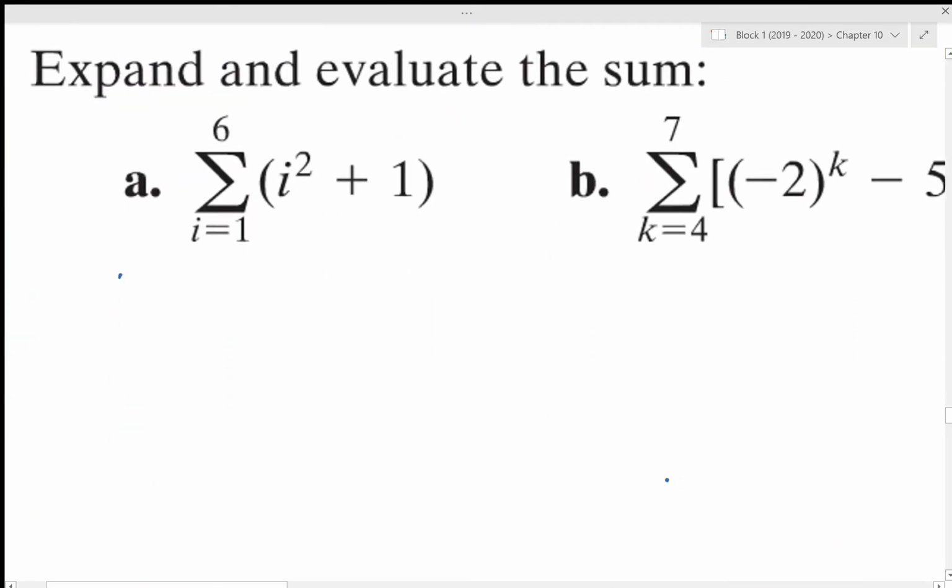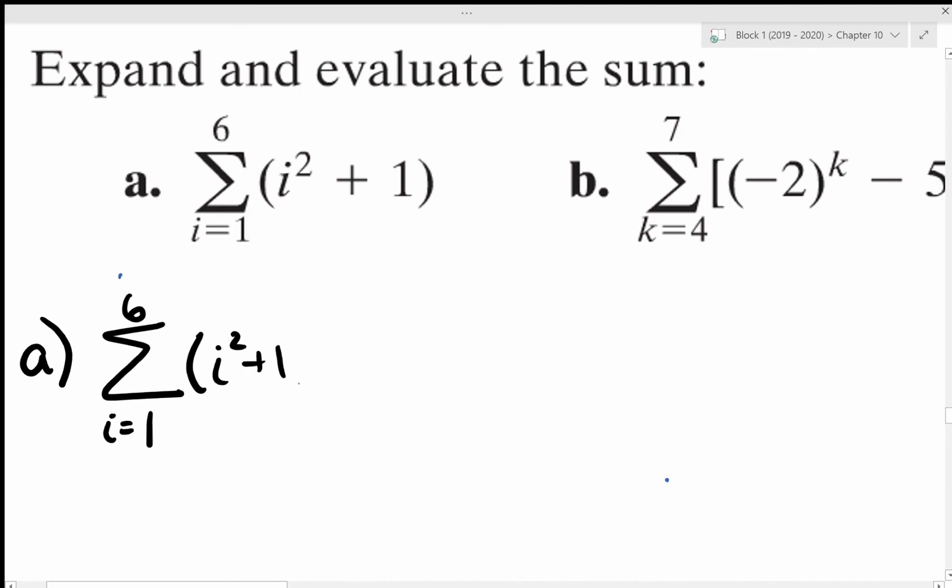So I have A. Let me change the color a bit. For A, I want to find the sum. Think of the symbol as a sideways M, which might help you in terms of drawing it out. My lower limit is i equals 1, and the largest i I'm going to plug in is 6. I'm going to plug in every number from 1 all the way up to 6, so 1, 2, 3, 4, 5, 6, into this function, i squared plus 1. Then I'm going to take all my answers and add them all up.